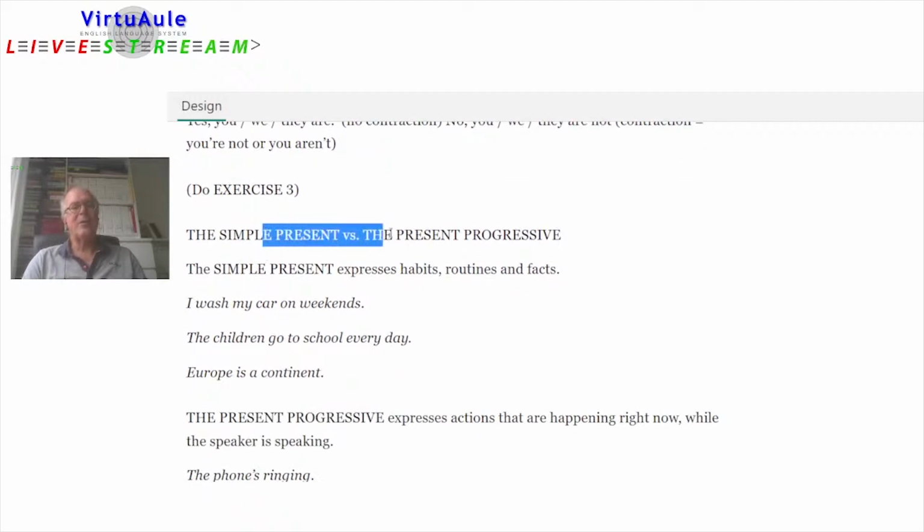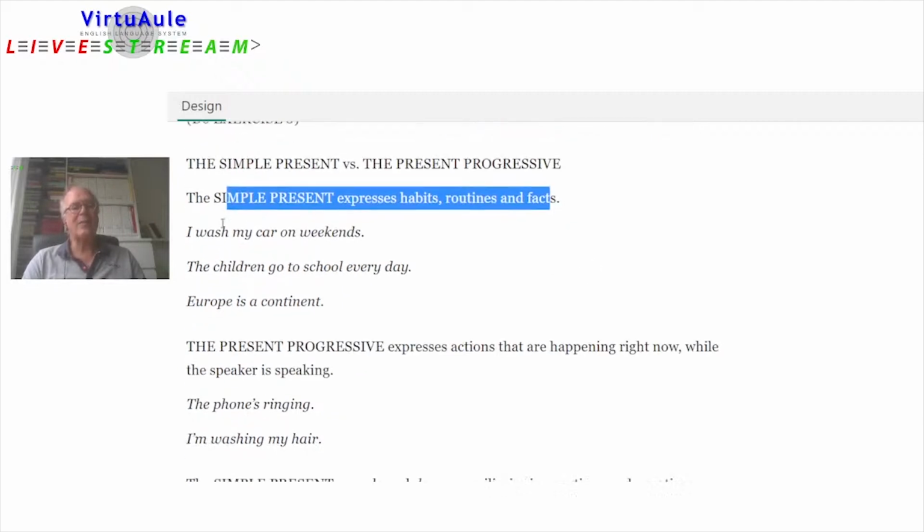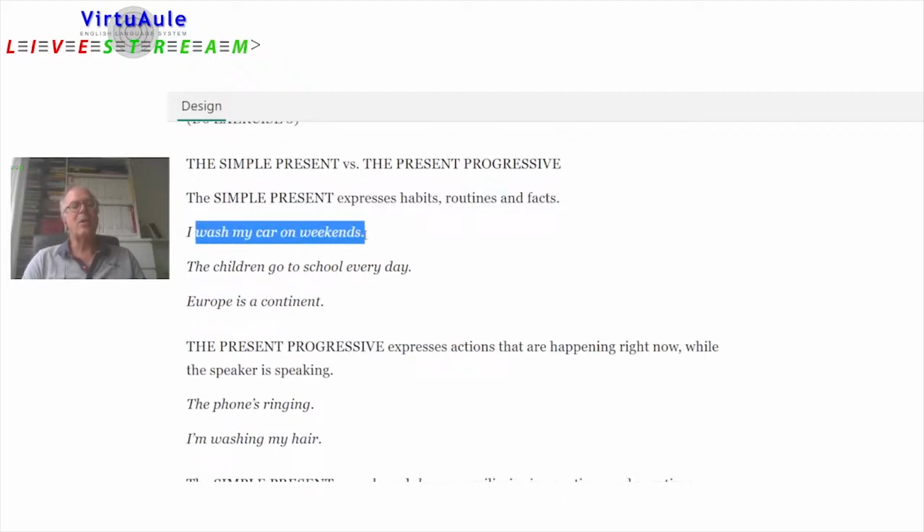The simple present with the present progressive. Let's look at the difference. The simple present expresses habits, routines, and facts. I wash my car on weekends. Every weekend, I do this repetitive, habitual routine. I wash my car. The children go to school every day.